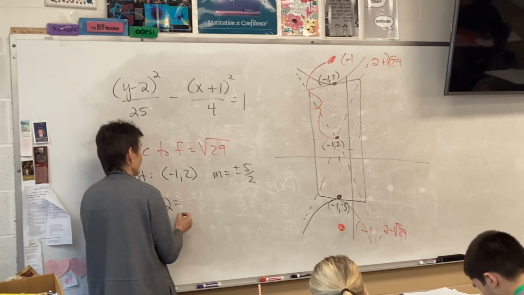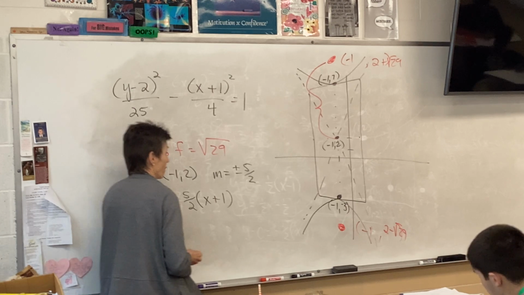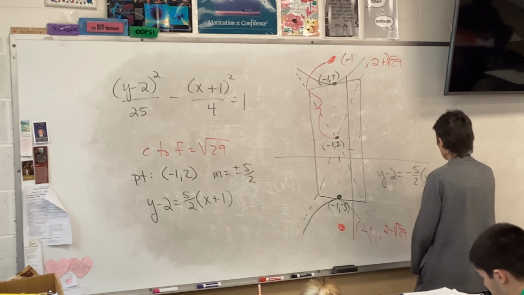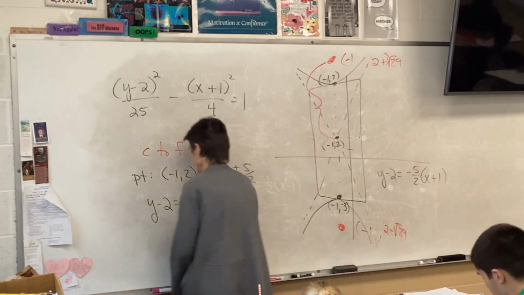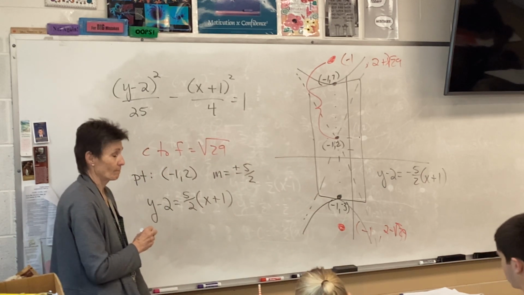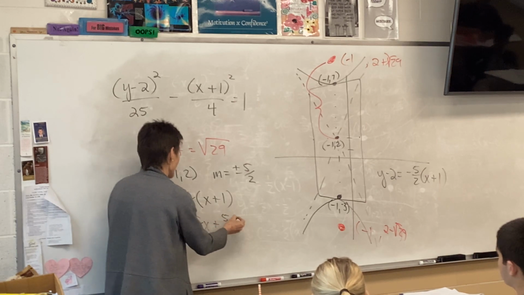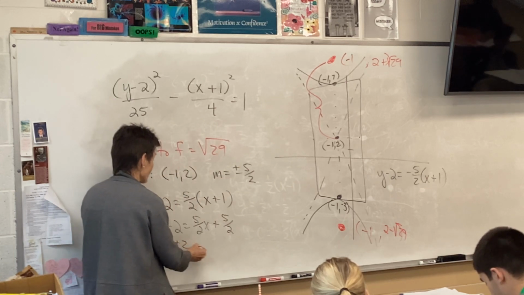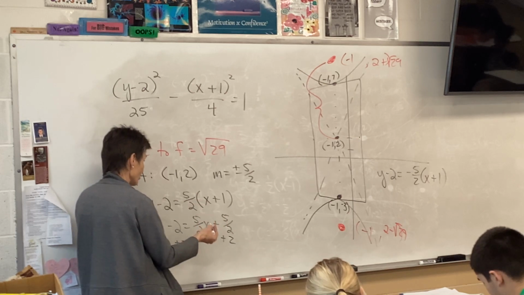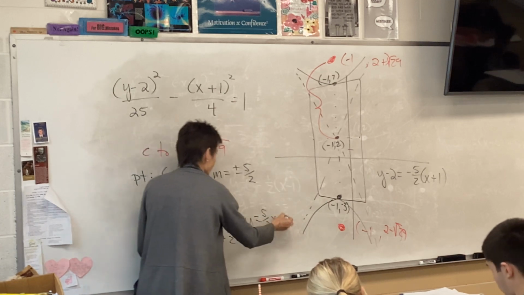y minus 2 equals 5/2 times x plus 1. And y minus 2 equals -5/2 times x plus 1. That's my point slope form for both of my asymptotes. So 5/2 x plus 5/2. Gonna add 2. And again, if you can't do that, use your calculator. So you're gonna end up with y equals 5/2 x plus 9/2.